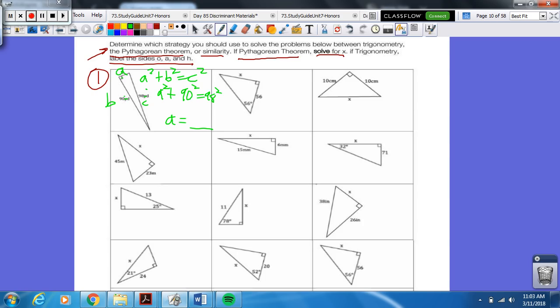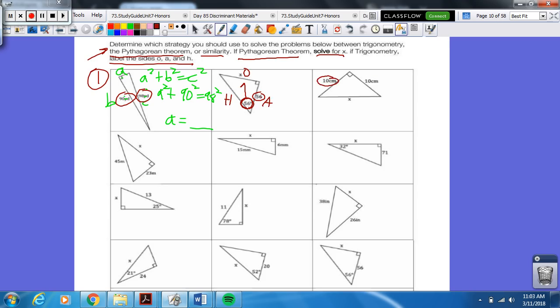Next one, look at this over here. We have an angle, and we have another side. So this would mean I need trigonometry because I don't have two sides like I have here. So let's label now. First, hypotenuse. This is the reference angle 56, so this is the opposite, and therefore this side over here is the adjacent. Okie dokie.